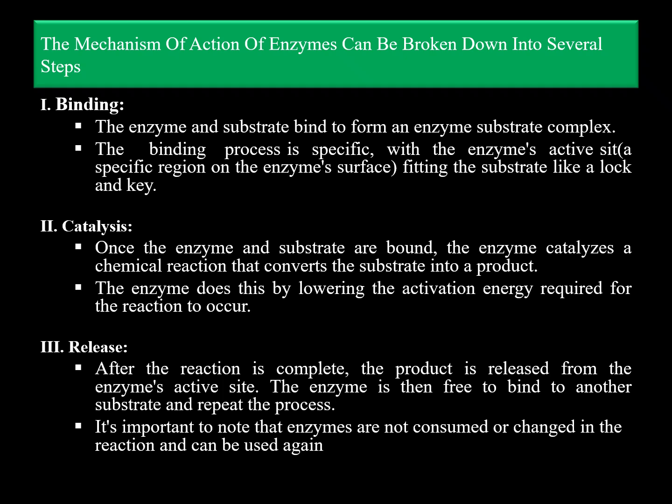Now we learn how enzymes work step by step. First, the substrate approaches the enzyme and binds at a specific region called the active site. This forms an enzyme-substrate complex. Then the enzyme helps the reaction to occur by lowering activation energy. After the reaction, products are formed and released from the active site. Finally, the enzyme becomes free again and is ready to bind to a new substrate molecule.